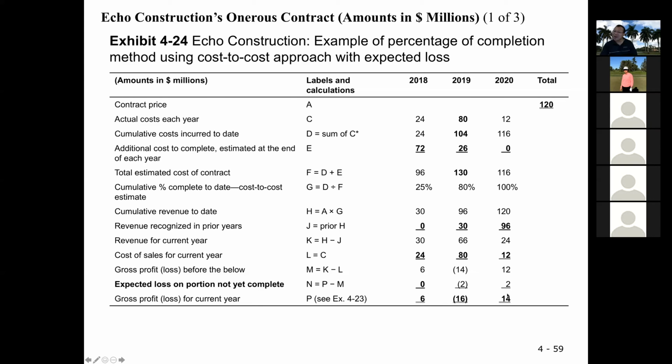And why do you have $4 million profit in total? Your fixed price is 120 and your total cost is 116. Awesome, good job, right? Upon the completion, you know that the actual cost for the entire project is 116. The price is 120. So you have a $4 million profit, okay? So over the 3 years, the three numbers together have to equal 4, right?